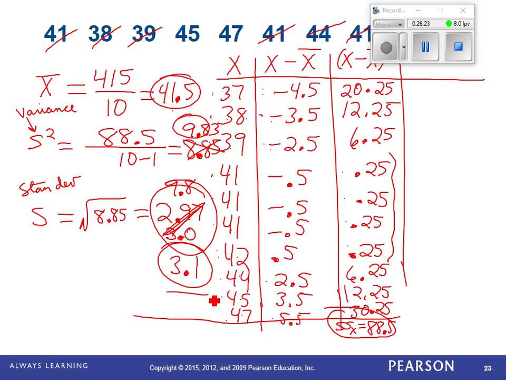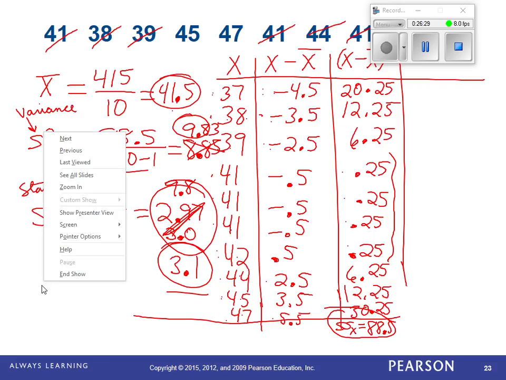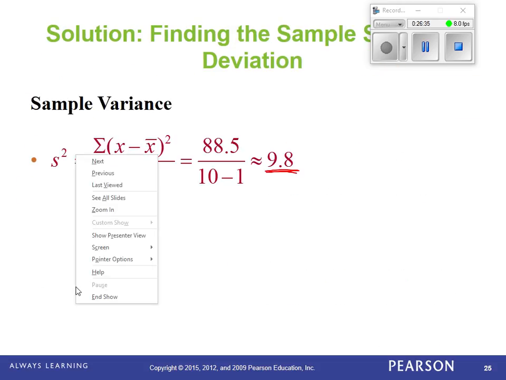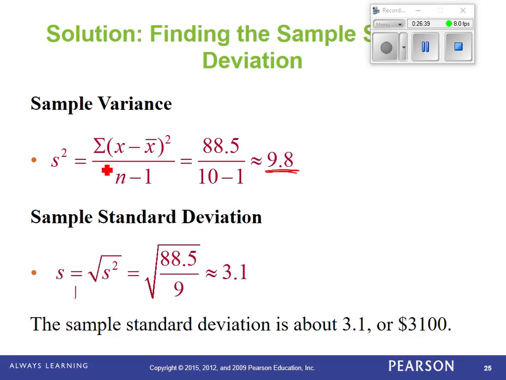So it makes our standard deviation a little higher because we were doing a sample, because you had to do that 10 minus 1, the n minus 1 in there instead of just the n. So they got 9.8, that's what we got. 3.1 is their standard deviation.